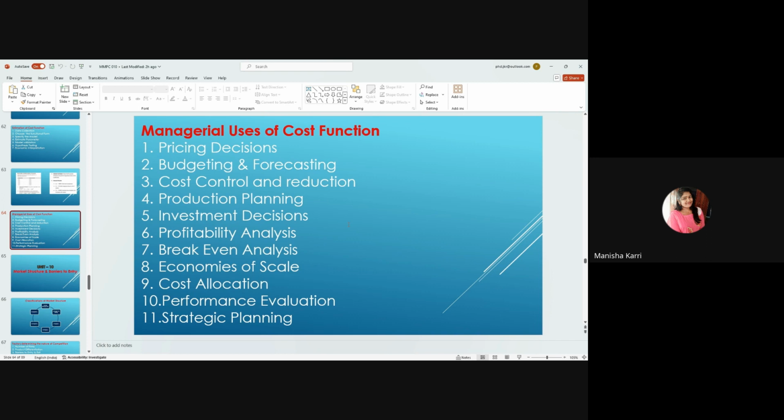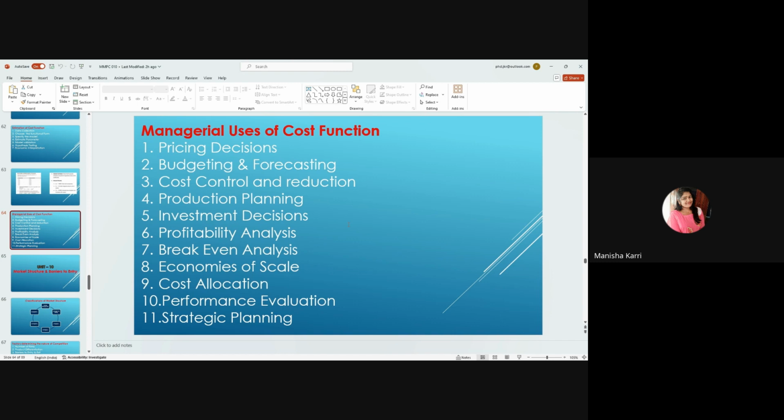Economies of scale. In this, the cost function generally helps managers to understand how costs will change with different levels of production, enabling them to identify economies of scale. These insights can guide decisions about expanding their production capacity or consolidating operations like this.